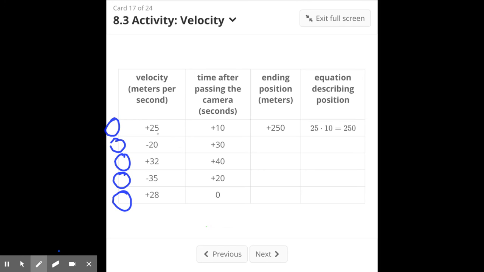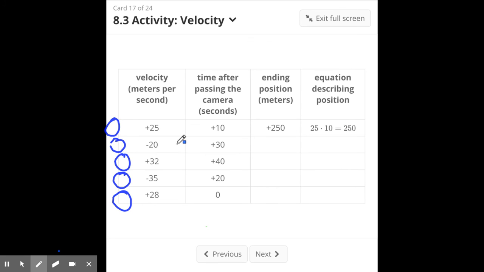In this first case, you're going to go 25 meters per second to the right, traveling to the east. The time that passes is 10 seconds. Positive 10 seconds. And so if we use the formula that we were using before, the equation, it works again. We start out with our velocity, our speed of 25. We multiply times the time, the elapsed amount of time, which is 10 seconds. And that gives us an ending position of 250 meters to the right, to the east.